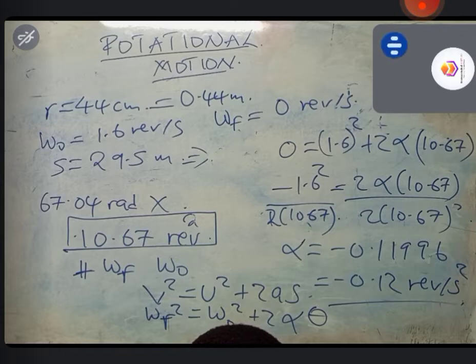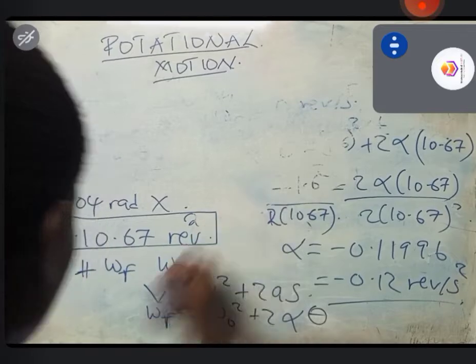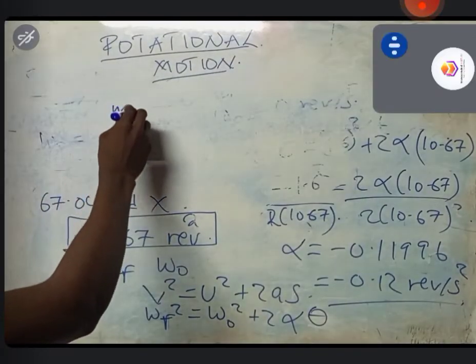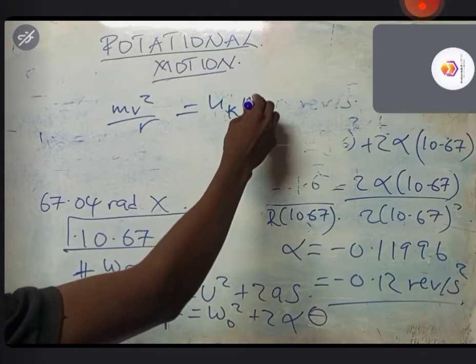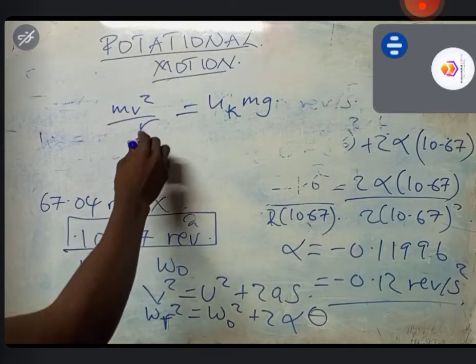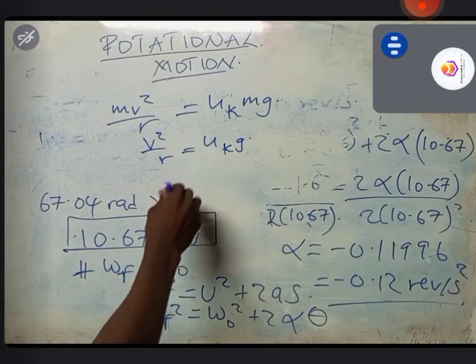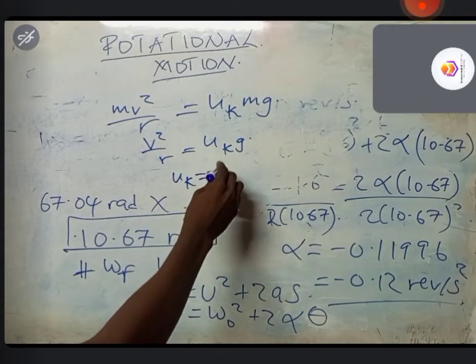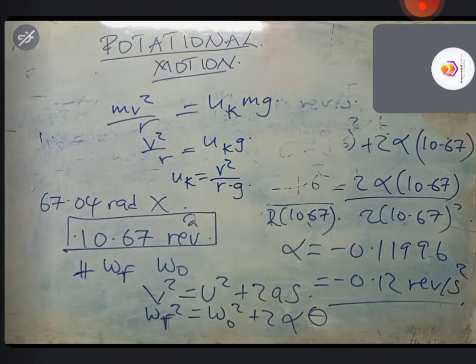This is where you equate mv squared over the radius to mu k multiplied by the... So the roundabout: mv squared over radius should be equal to mu k multiplied by what? Mg. So m will cancel out, and you have v squared over r equal to mu k g. You want to find mu k, so mu k is equal to v squared over r multiplied by gravity. I believe that is okay.